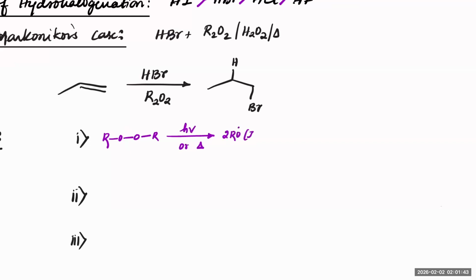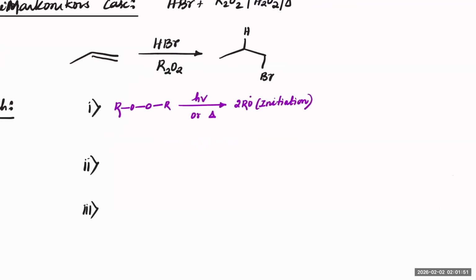And this step is called initiation. In radical reactions, you know that there are always these steps: initiation, propagation, and termination. So first initiation will take place. And then the RO radical will react with HBr, and as it reacts, it will convert into ROH plus Br dot. So this is chain propagation.